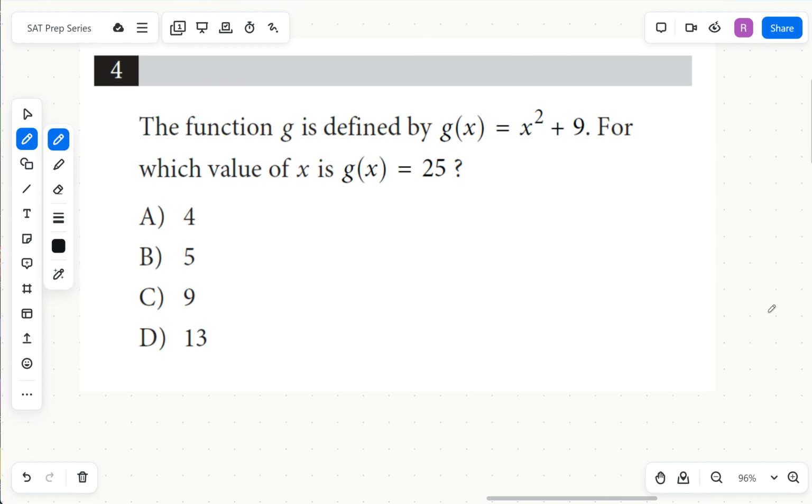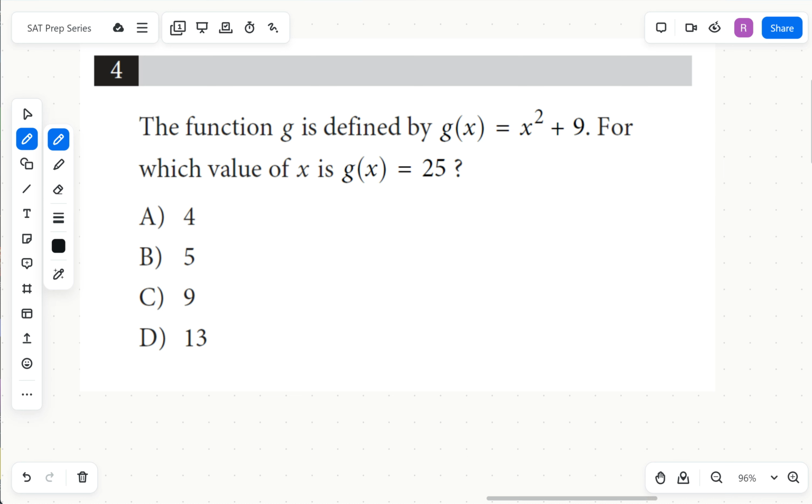All right, so that brings us to question number 4. This is a function notation question. It says the function g is defined by g of x equals x squared plus 9, for which value of x is g of x equal to 25?